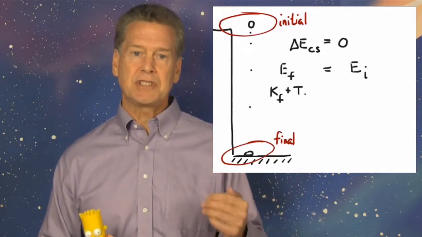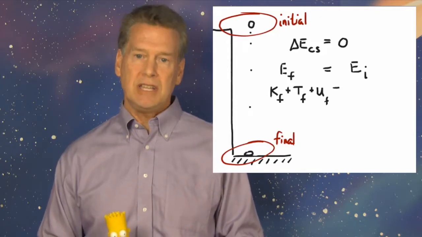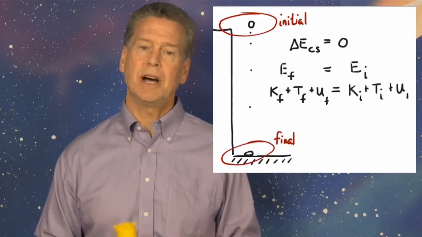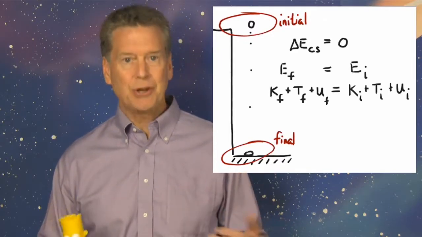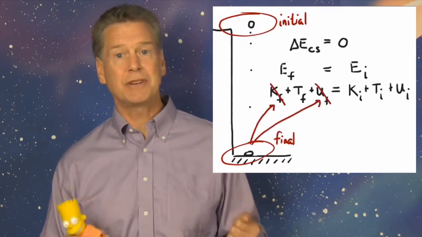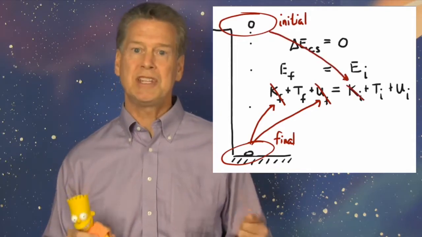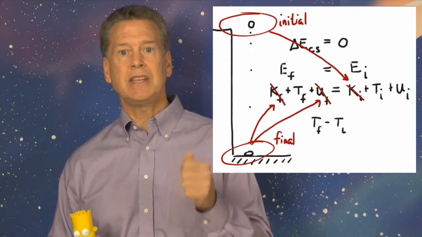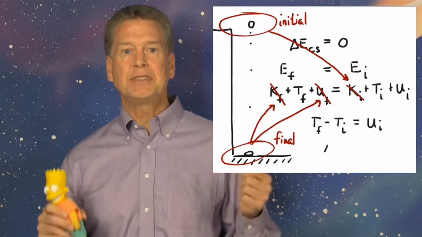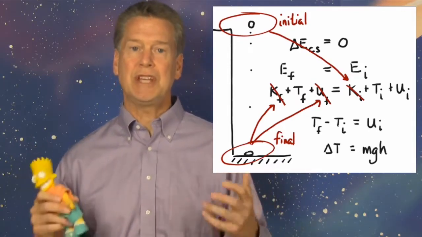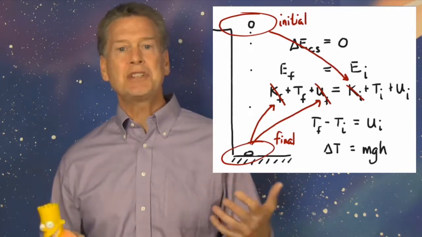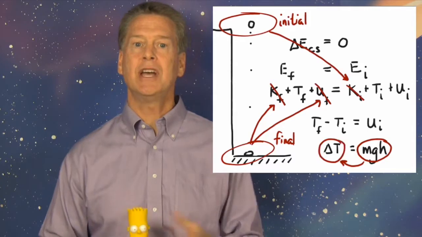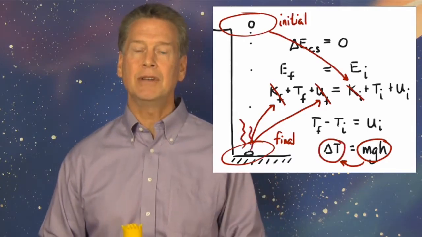K sub F plus T sub F plus U sub F equals K sub I plus T sub I plus U sub I. 0 plus T sub F plus 0 equals 0 plus T sub I plus U sub I. T sub F minus T sub I equals U sub I. Delta T equals mgh. The initial potential energy of the elevated object has become the increased thermal energy of the object as it lies on the ground.